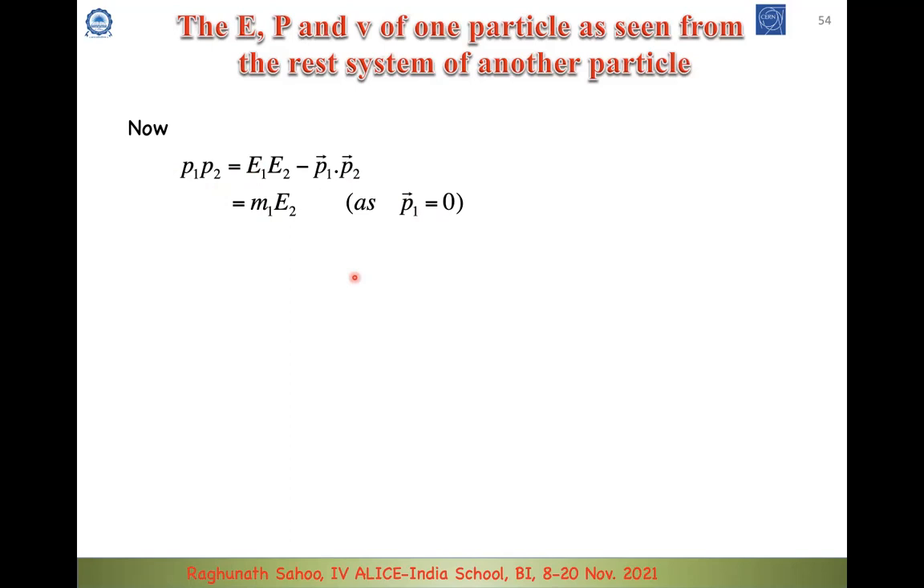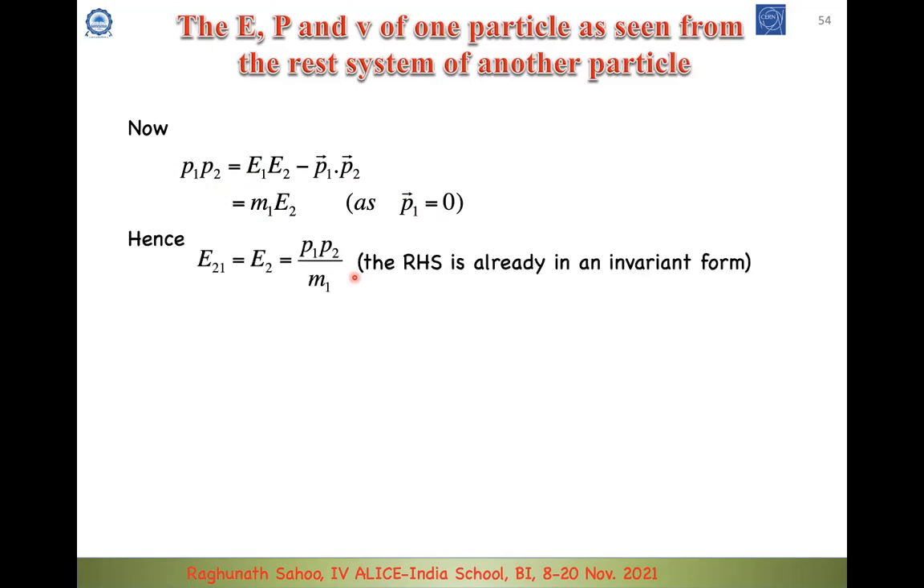I guess everybody can do this algebra, although I have written it in a simple form. So what is my E21? E21, I wrote, is E2, which is now equal to p1 p2 divided by m1, from this equation. And as you can see, my energy is already in invariant form, because on the right hand side the mass is invariant, and p1 multiplied by p2 is also invariant. Now I can write what is my p21, the three-momentum, by the definition of energy. Then I plug in the values of E21, put m1 and recalculate.